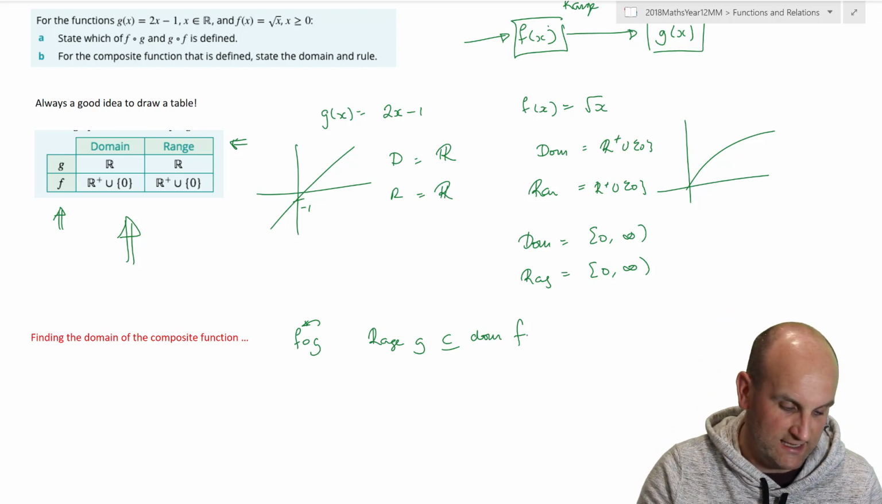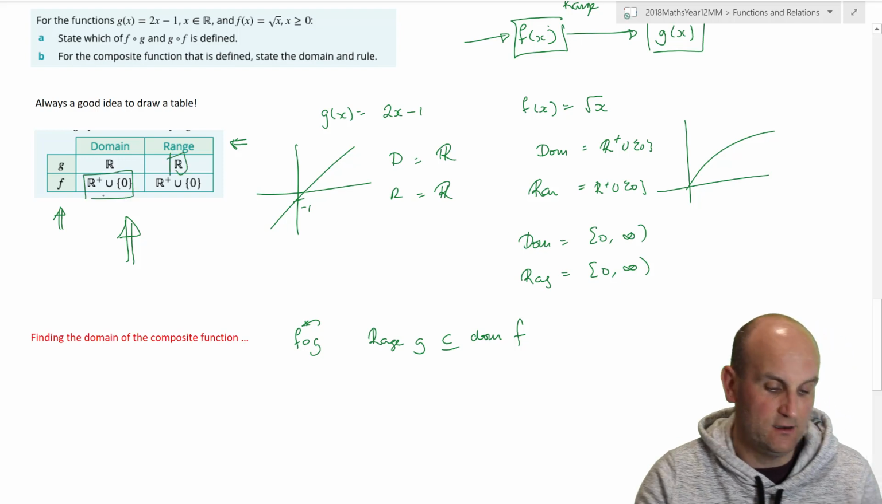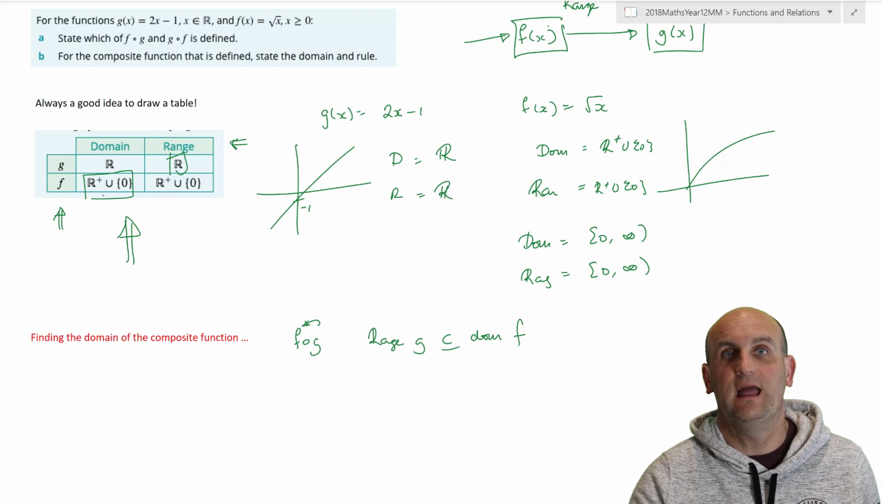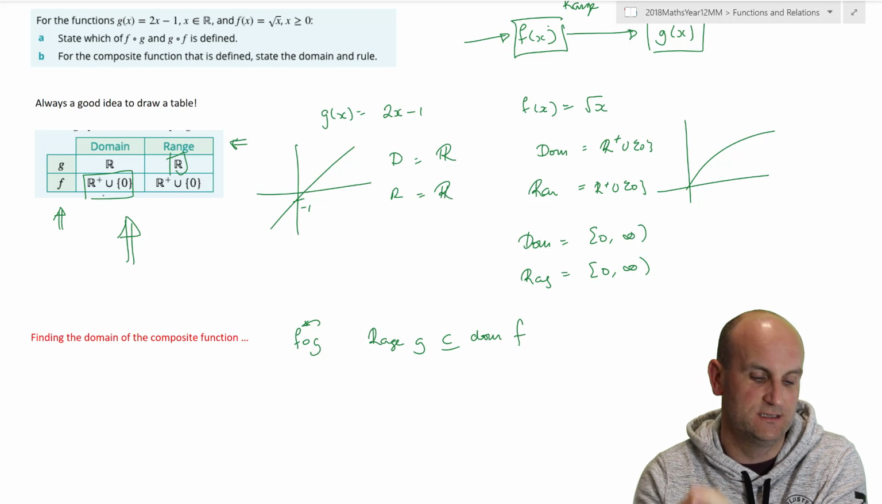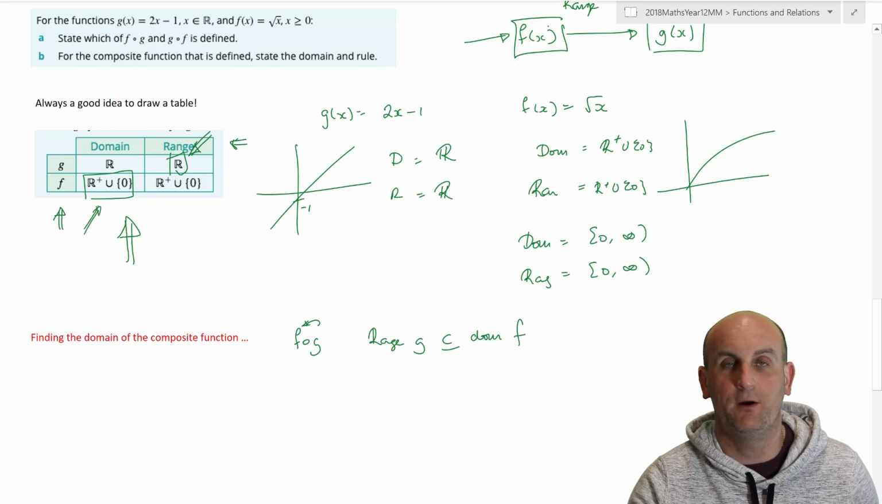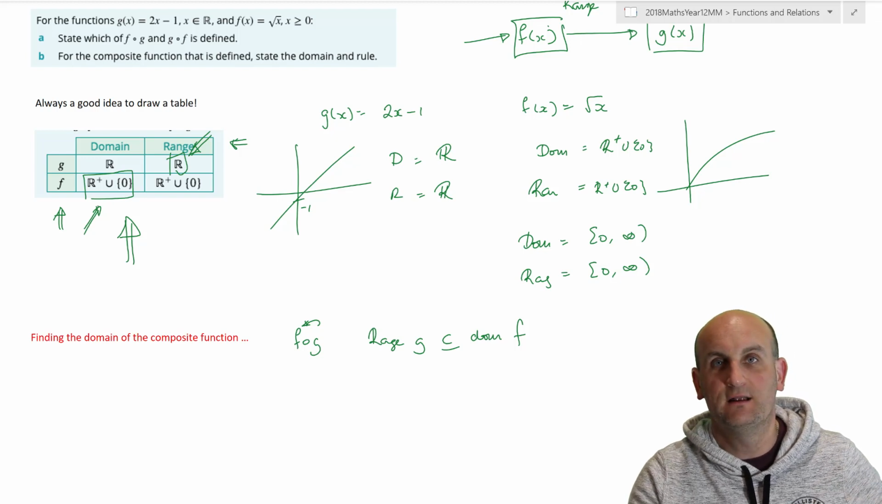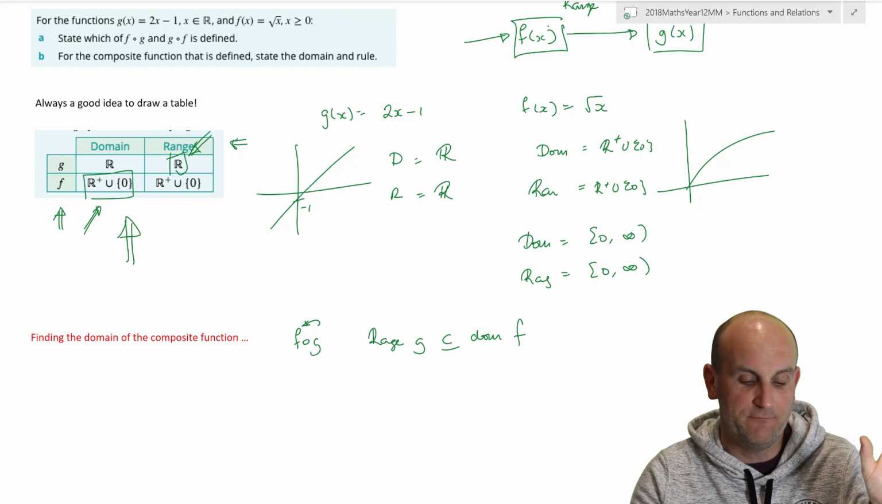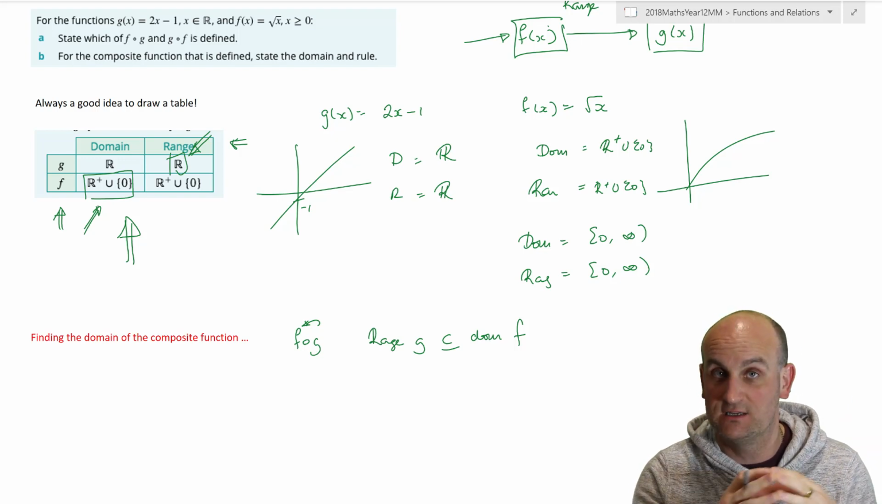So let me see. My range of G, which is real, does that fit into the domain of F? For it to be defined, absolutely everything from my range must fit into the domain. And what we can see here is that while my range is all real values, my domain of F is only defined by real plus or 0. So my negative values are going to come out of my G function and go into my F function. They're not going to go anywhere, and as such it is not defined.